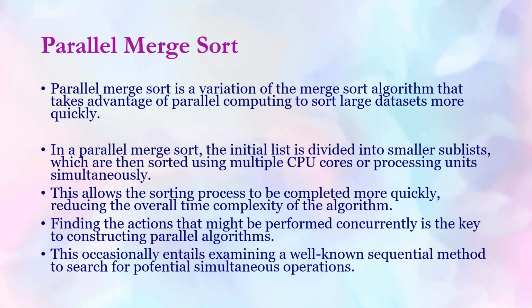So what we are going to do here is, the initial list, as usual, I'm going to divide into sublists. But in general, what happens in a serial environment? Each sublist will be executed by the same processor. But here I'm going to use multiple processors which can do the sorting of all of these sublists. So I'm going to complete my task of sorting at a much, much faster pace. And what is very important here? How am I going to concurrently pass all these sublists to different cores is what I have to really look into. So finding the actions that might be performed concurrently is key to constructing any kind of parallel algorithm. All right, let us move on.